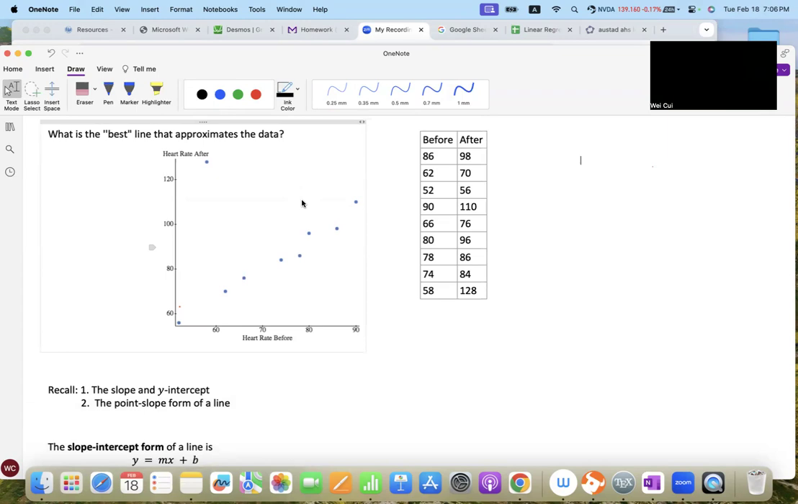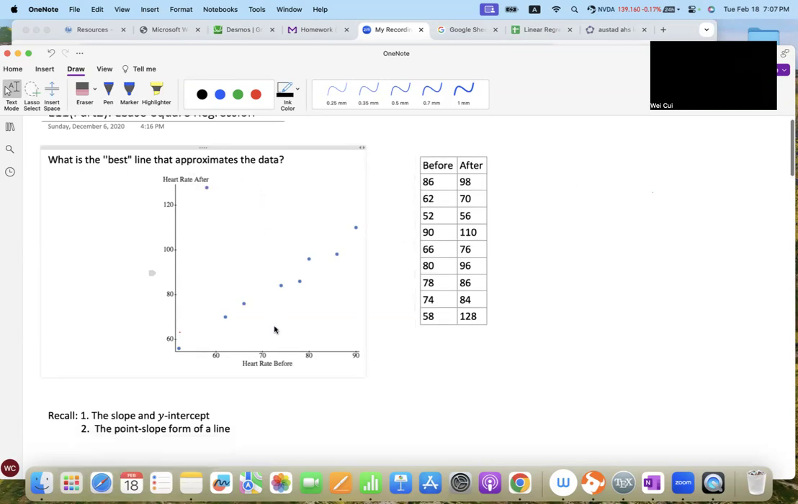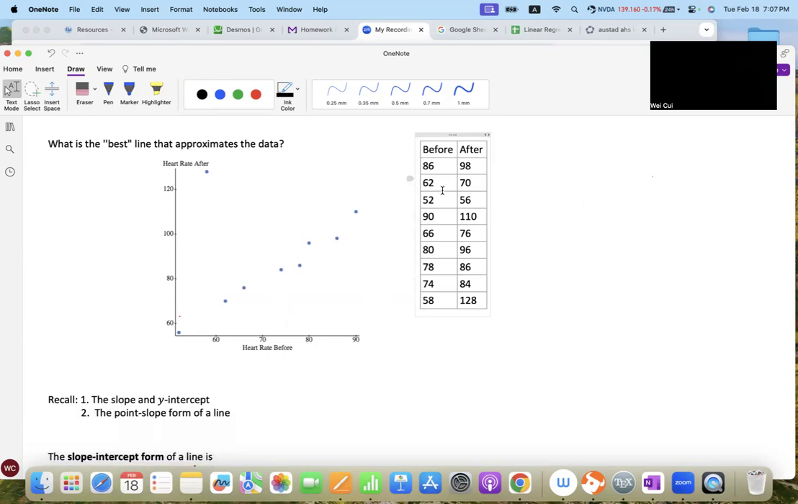Let me use the same example I used on Monday. Here we have bivariate data. The X are the heart rates before the people took exercise, and the Y values are the heart rates after taking exercise. So right now we have this scatter plot of this data, and our goal is to find a straight line that will fit this data.